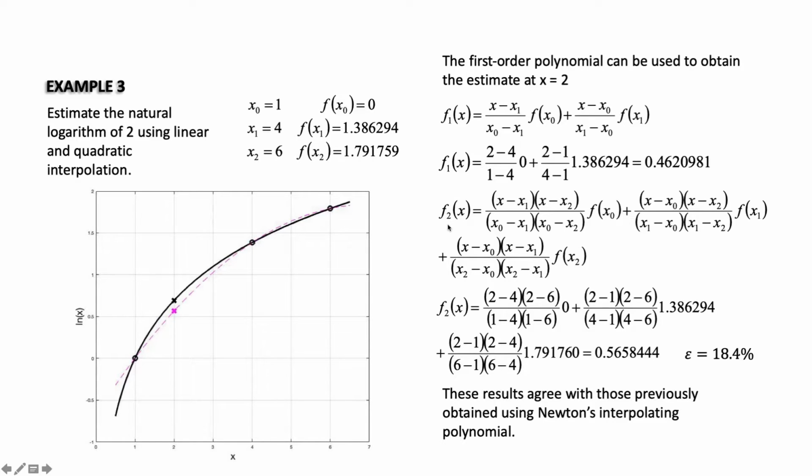If we use the second order polynomial, we have this equation. Plug in these values to this equation, we get 0.5658444. And if we actually graph all the data points between x equals 1 and x equals 6, we have this magenta line here. We can see that the error is 18.4%.